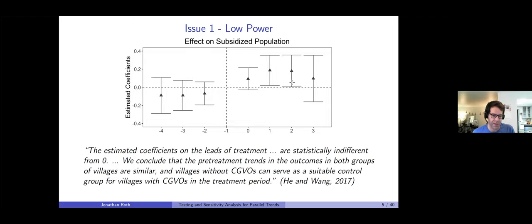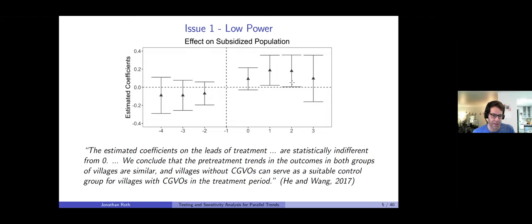But what's concerning about this is that these red dots are drawn such that they're on a straight line, such that if we extrapolated this straight line, so we thought that this pretrend would continue, we get biases out here that are of a similar magnitude as our estimated post-treatment coefficients.